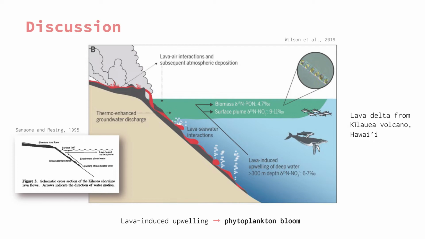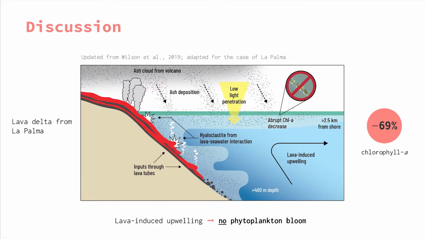It promoted the growth of phytoplankton, and there was a huge bloom. But in our case, this would be the case of La Palma. We also have this upwelling, but we don't have a phytoplankton bloom. The phytoplankton was not positively affected. In fact, it was very negatively affected, obviously, because we saw a 69% decrease in chlorophyll.